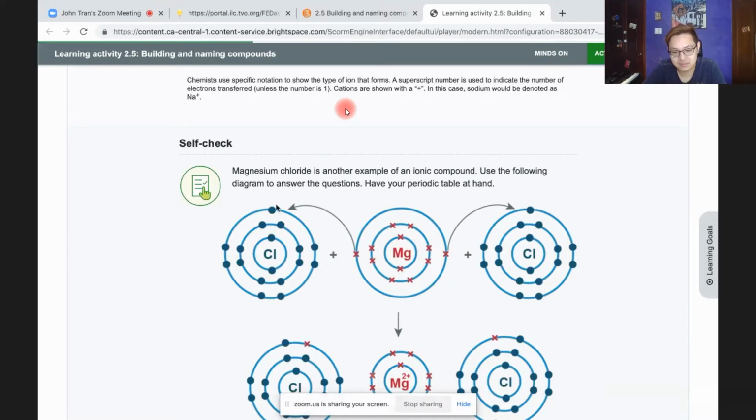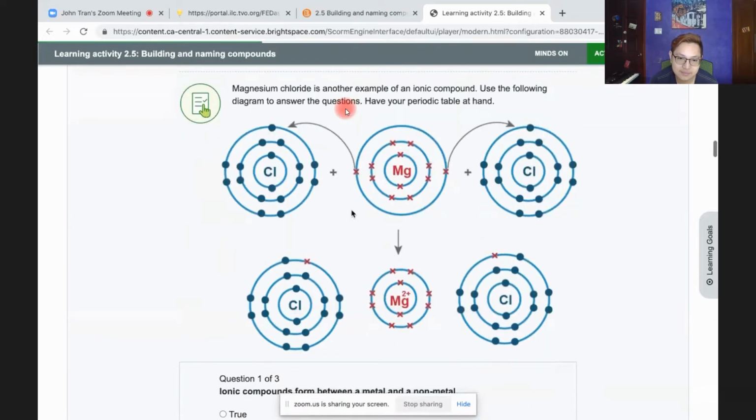Self-check. Magnesium chloride is another example of an ionic compound. Use the following diagram to answer the question. Have your periodic table at hand.